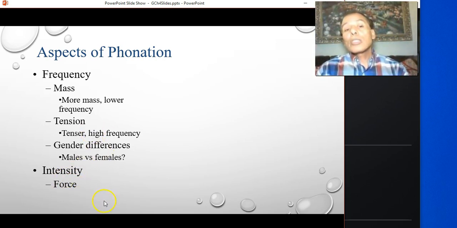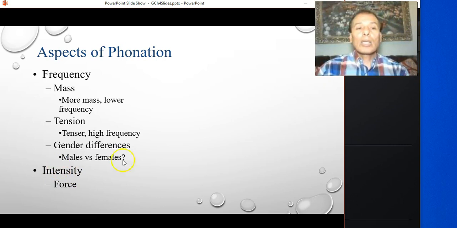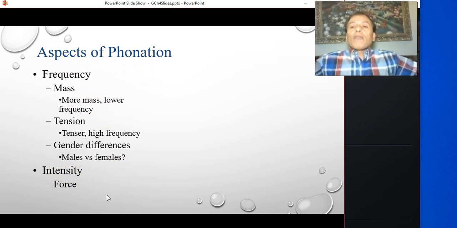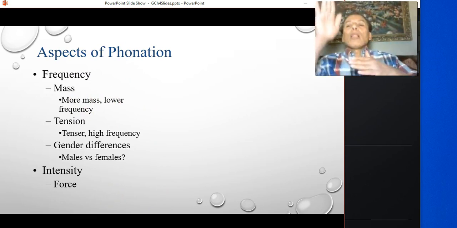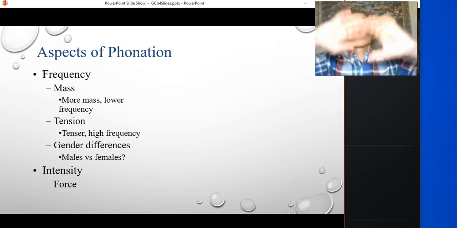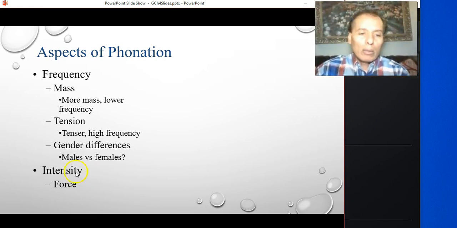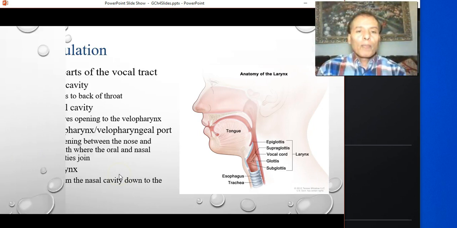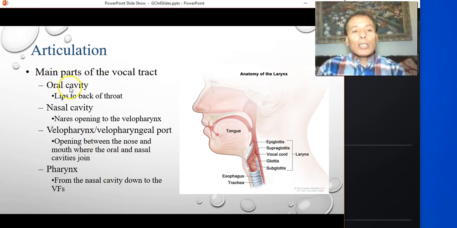Intensity means the force, or loudness of the voice, and that's what we describe. We study loudness, and how loudness is a function of how much air you have in your lungs, how much air you expel through between the vocal folds at a given time. When you raise your voice, you allow more air to go between the vocal folds. So articulation, you just have an idea about.